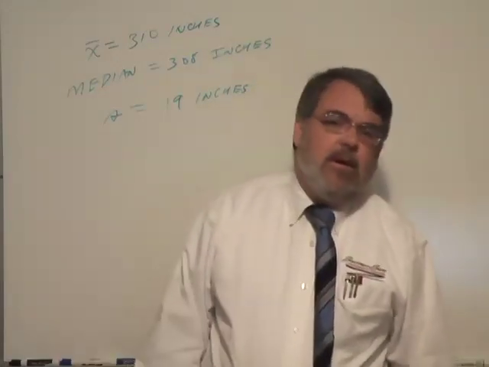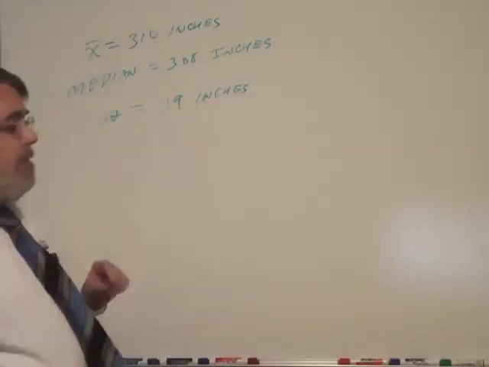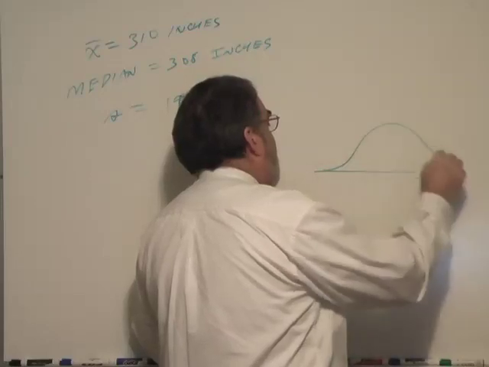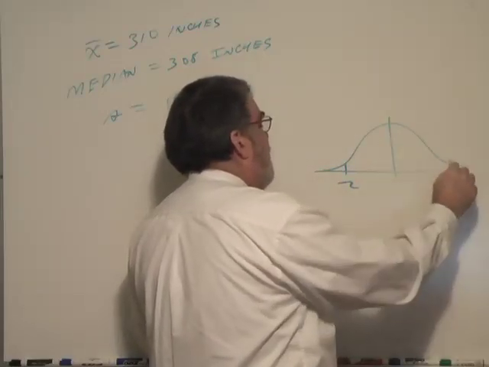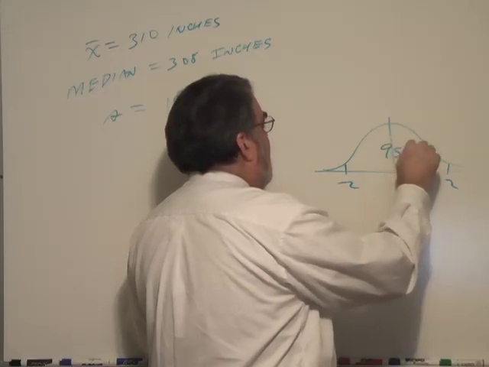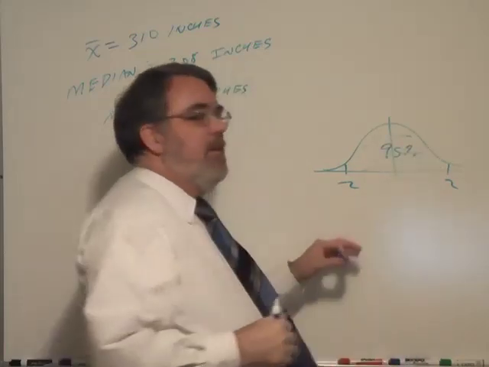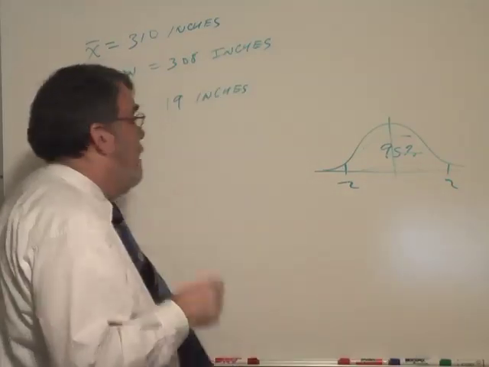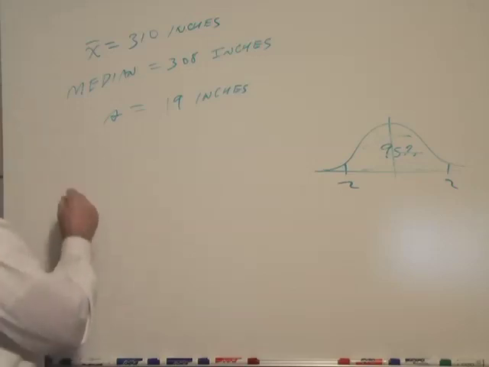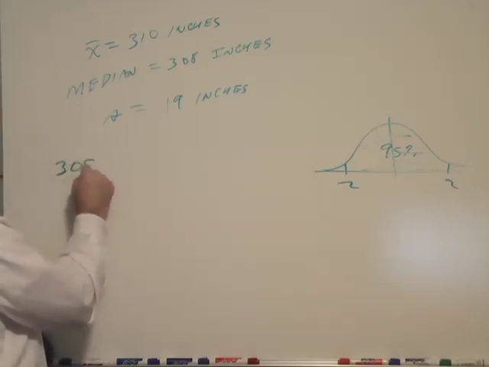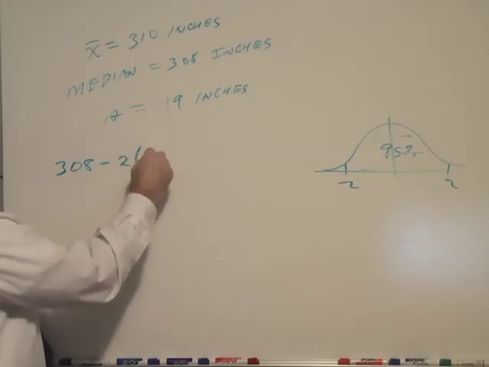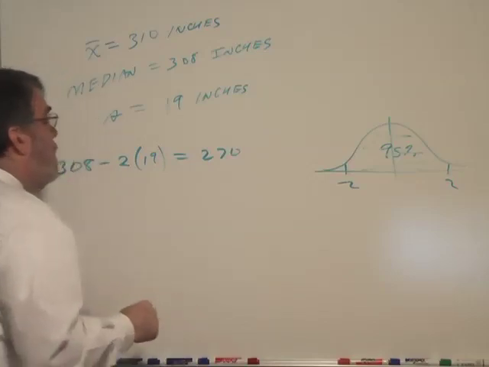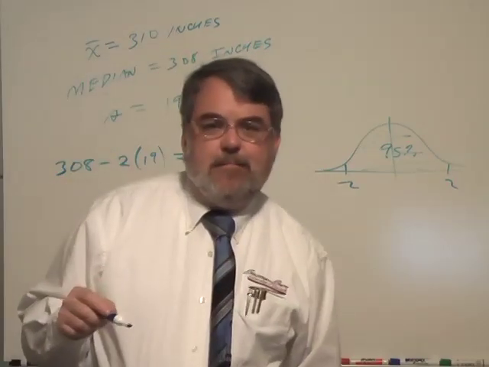What can you do with that standard deviation of 19? Well, remember the empirical rule says that approximately 95% of the data exists between 2 standard deviations below the mean and 2 standard deviations above the mean. So let's look at that. If I take 308 and subtract 2 times 19, I get 270 inches, which is I think 22.5 feet.